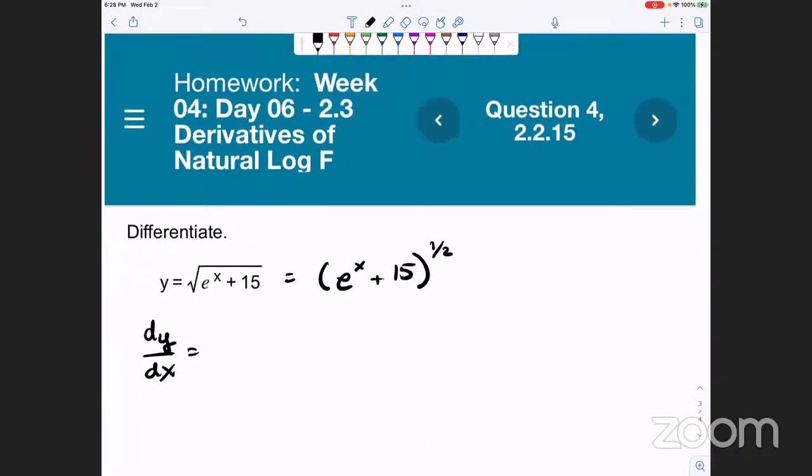So the outside function has that 1/2. So the 1/2 comes down, e to the x plus 15. 1/2 minus 1 gives us a negative 1/2, right? Now we've got to say times the derivative of the inside function. Derivative of e to the x is itself, right? The derivative of a constant is 0. So then this is the only thing that's there.